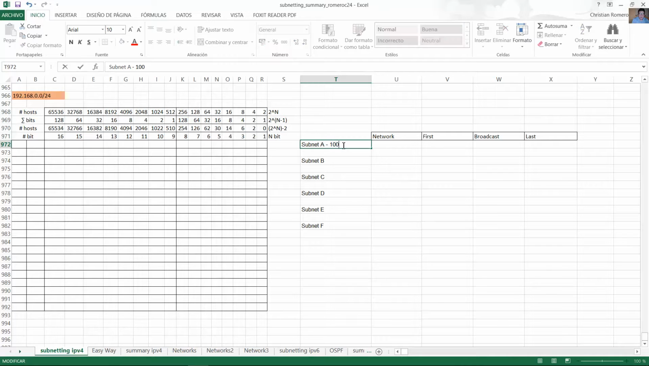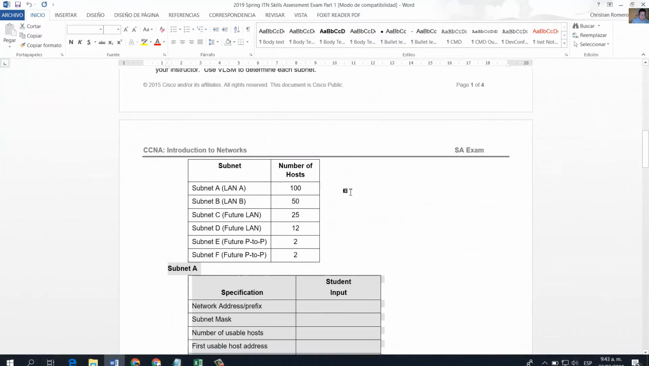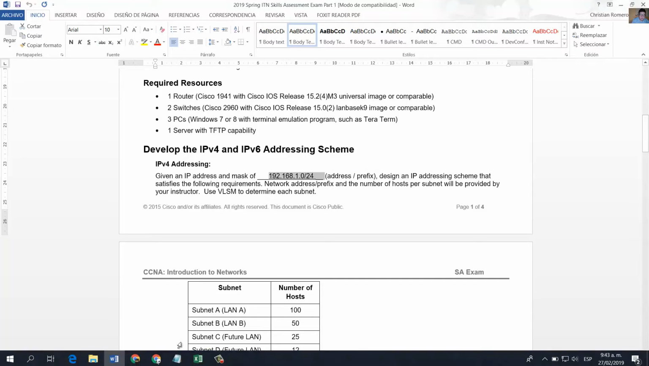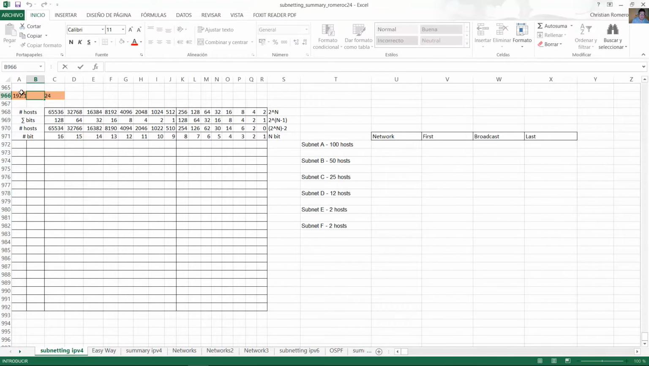Subnet A requires 100 hosts, 50 hosts, 25, 12, 2, 2. Okay, this base address, 192.168.10.